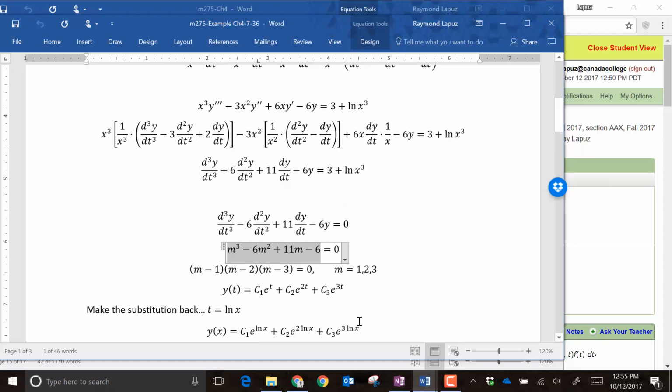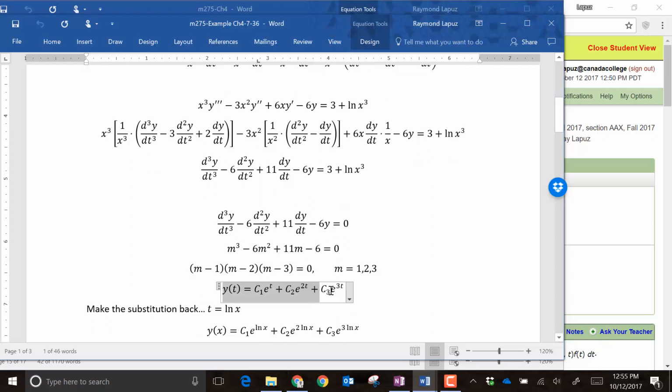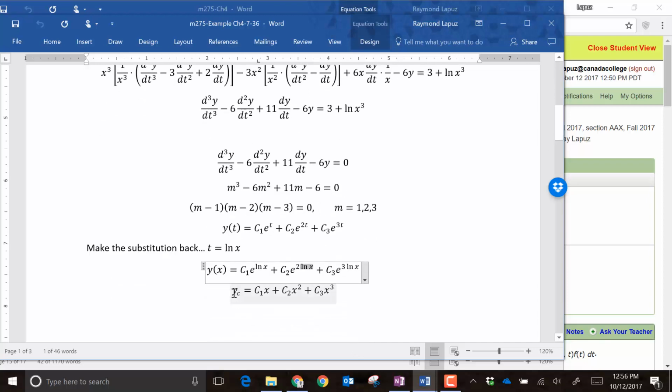So the solutions are 1, 2, and 3, and since this is a problem with constant coefficients, our assumed solutions will be e to those powers, and then we have 3 distinct roots, so it'll be e to each of those roots. But this is y of t, and our original problem was a function of x, and so you just need to replace the t's with the substitution, which is ln x, and then you can simplify that to this. So that's the process of doing that substitution.